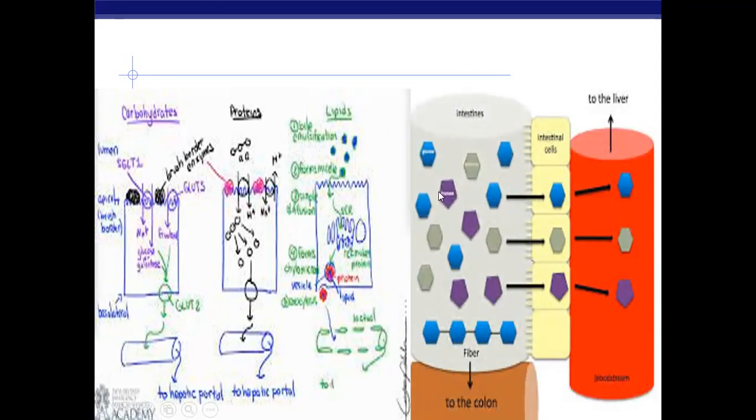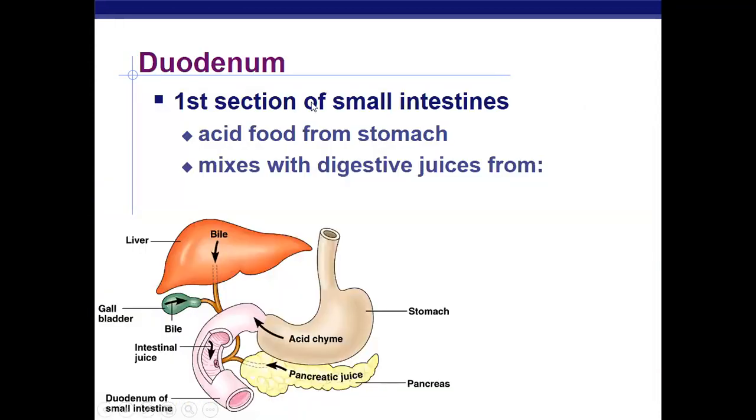This is the intestine. The nutrients are inside the intestine and absorbed through intestinal cells to the blood. The duodenum, the first section of the small intestine, receives acid food from the stomach and mixes it with digestive juices from the pancreas, liver, and gallbladder. Look at the digestive tube, which passes from the stomach to the duodenum.